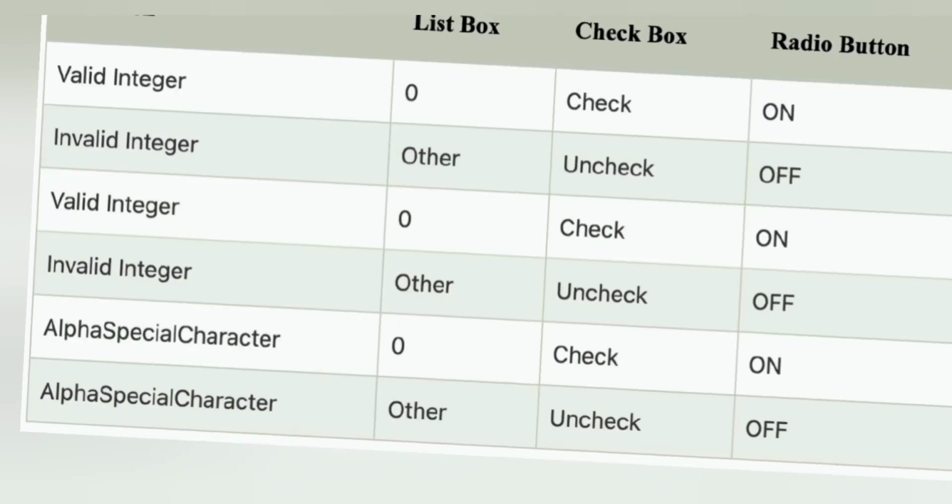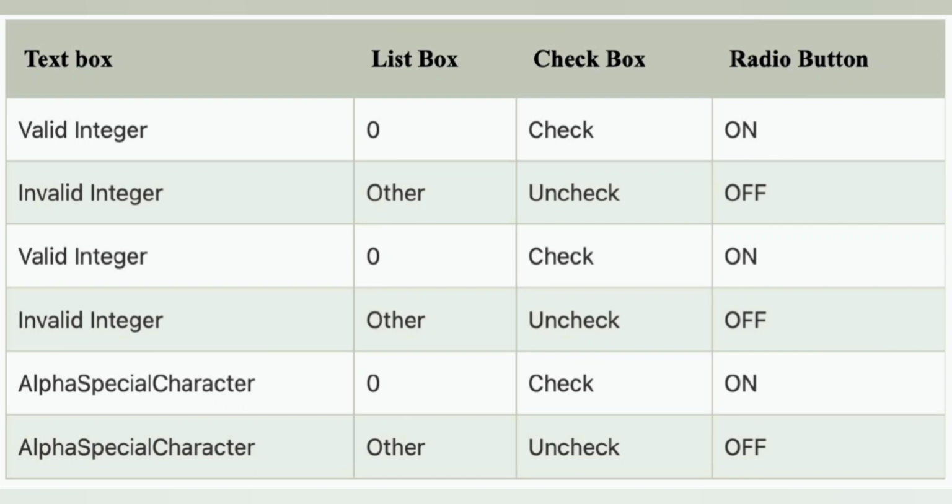Now the task is to make combination of all the pairs into which each column should have an equal number of values and the total value should be equal to 24. In order to make text box column, put the most common input on the first place, that is a valid integer. On the second place, put the second most common input, that is an invalid integer. And at the last place, put the least common input, that is an alpha special character. Then start filling the table.